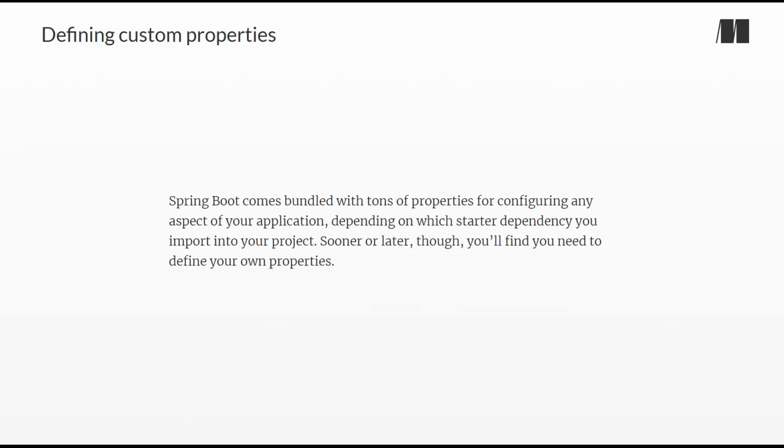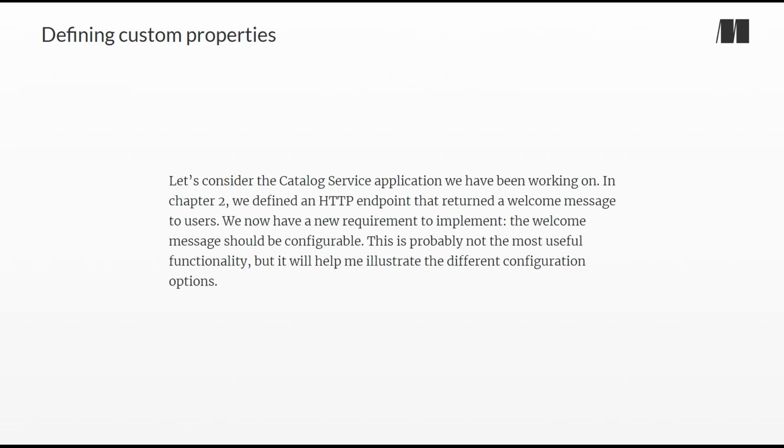Defining custom properties. Spring Boot comes bundled with tons of properties for configuring any aspect of your application, depending on which starter dependency you import into your project. Sooner or later, though, you'll find you need to define your own properties. Let's consider the Catalog Service application we have been working on. In Chapter 2, we defined an HTTP endpoint that returned a welcome message to users. We now have a new requirement to implement. The welcome message should be configurable. This is probably not the most useful functionality, but it will help me illustrate the different configuration options.